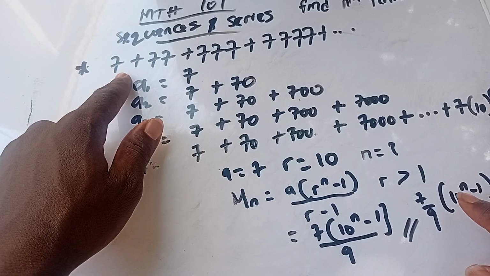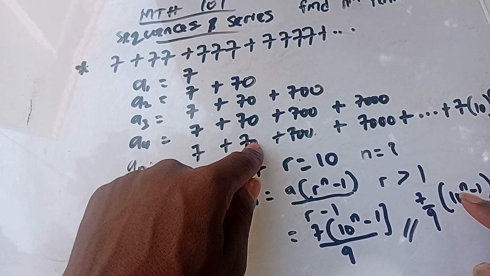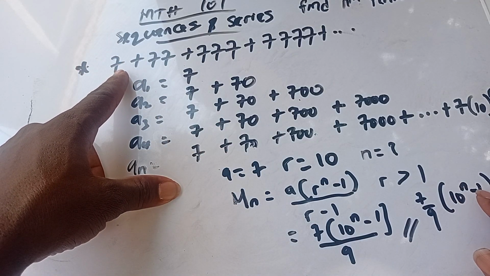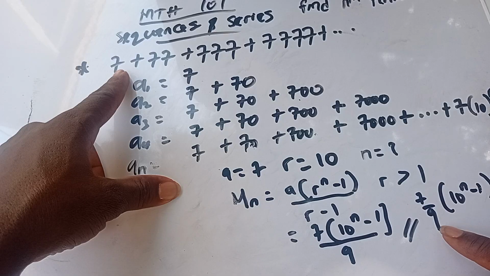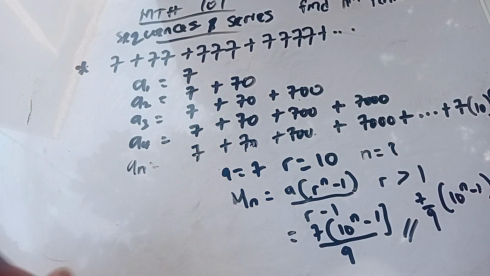If your n is 2, are we going to get 77? 7 plus 70, which is also 77. 10 square, 100 minus 1, 99. 99 divided by 9, 11. 7 times 11, 77. So this formula fits, so this is our nth term.